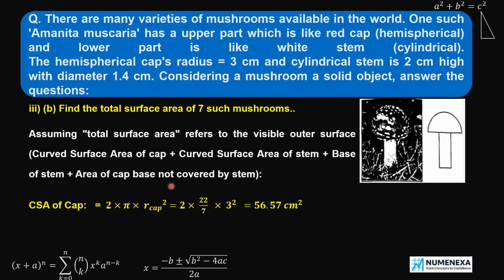So now let us find out first the surface area of one mushroom. So we first find the curved surface area of the cap, and cap is hemisphere. So we know the surface area for hemisphere is 2 pi r square. So CSA, that is the curved surface area of cap, will be 2 pi r cap square. Just substituting the value, we will get 56.57 centimeter square.